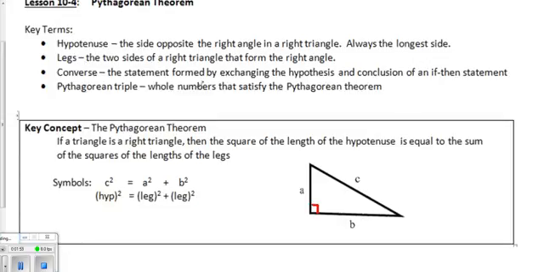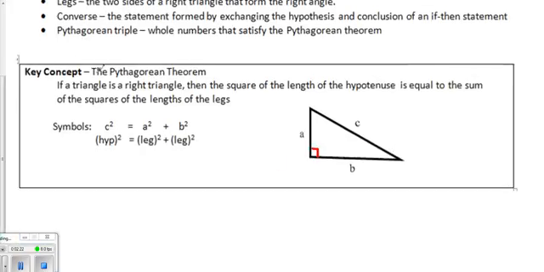Pythagorean triples are whole numbers that satisfy the Pythagorean theorem. When we go over the Pythagorean theorem, there are a few numbers that will always work for A, B, and C that make a right triangle that are whole numbers. They're not decimal values, they're not square root values, they're whole numbers that will make a right triangle every time. So the key concept of this lesson is called the Pythagorean theorem.